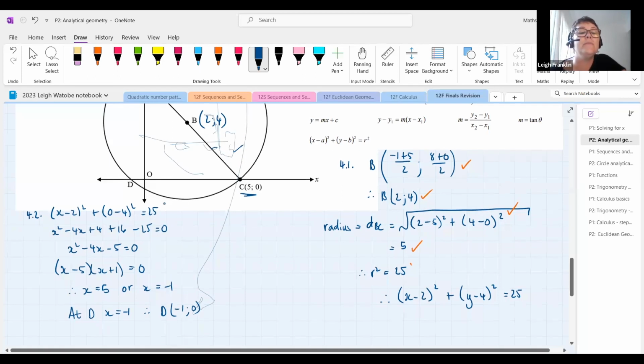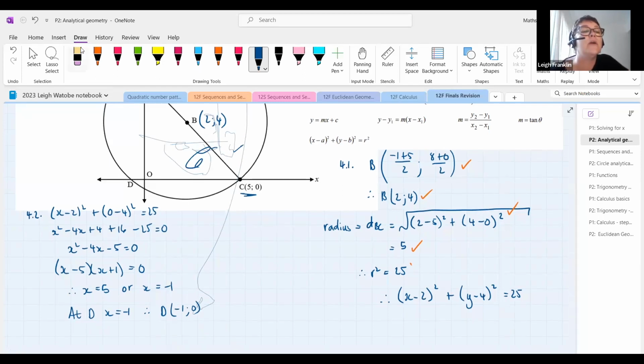Oopsie, what have I done here? Sorry. Ach, silly pen. Sorry, guys. Sometimes there's this button on the side of the pen and then you press it accidentally when you're writing and then it makes these silly irritating scribbles everywhere.